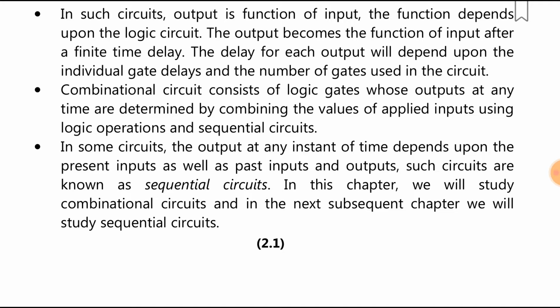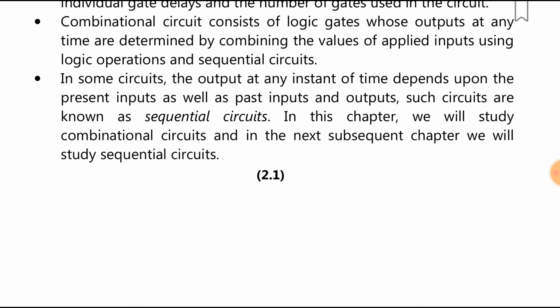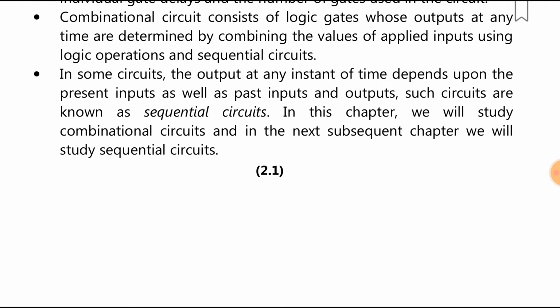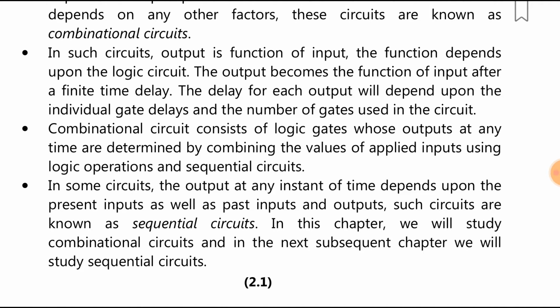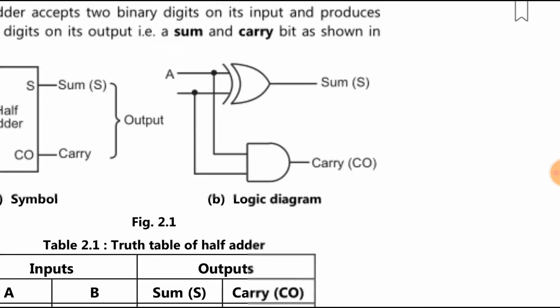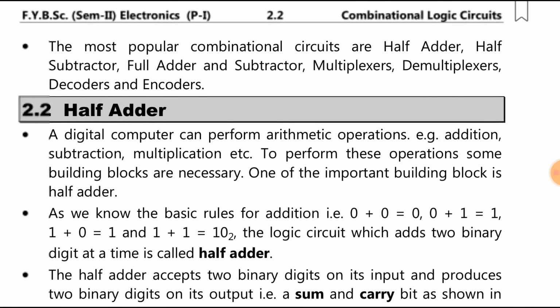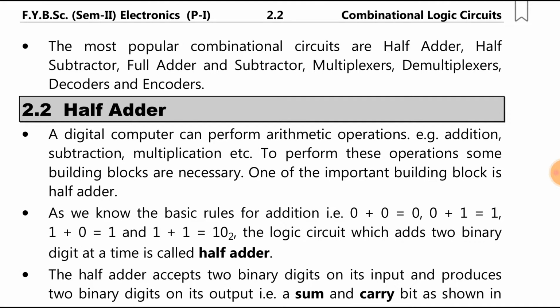The delay for each output will depend upon the individual gate delays and the number of gates used in the circuit. A combinational circuit consists of logic gates whose output at any time is determined by combining the values of applied inputs using logic operations. In sequential circuits, the output at any instant of time depends upon the present inputs as well as past inputs and outputs. In this chapter we will study the combinational circuits, and in the subsequent chapter we will study the sequential circuits.